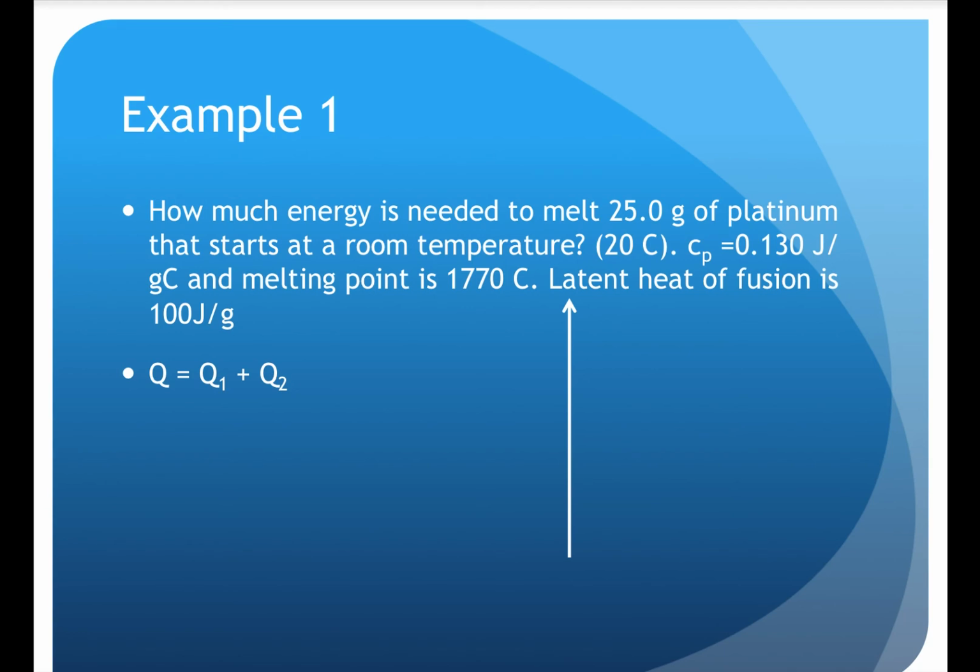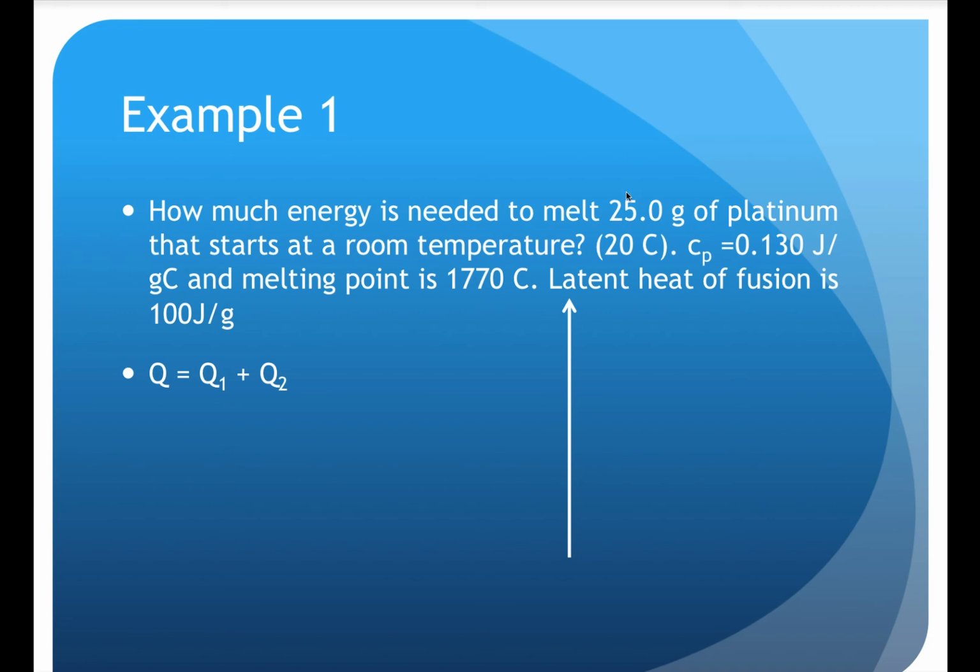So say Cp of platinum is 0.13 joules per gram per degree Celsius. That is how much energy, 0.13 joules, you need to increase the temperature of 1 gram of platinum by 1 degree Celsius. And you need to go all the way from 20 degrees Celsius to 1770 Celsius. So that is 1750. So 1750 will be your change in temperature. And it's not 1 gram, but 25 grams.